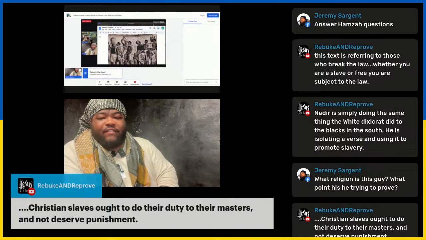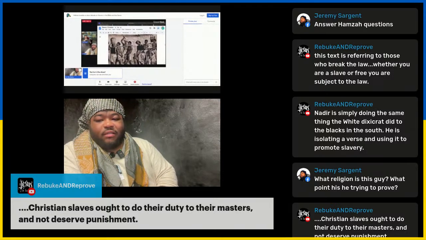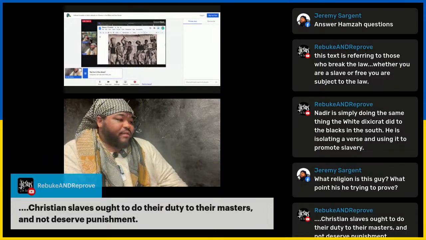I've actually read the book, so I'm completely aware of why we went into slavery. It has nothing to do with any of these verses. These pictures have nothing to do with any of the verses you're talking about. This is talking about a different type of slavery.